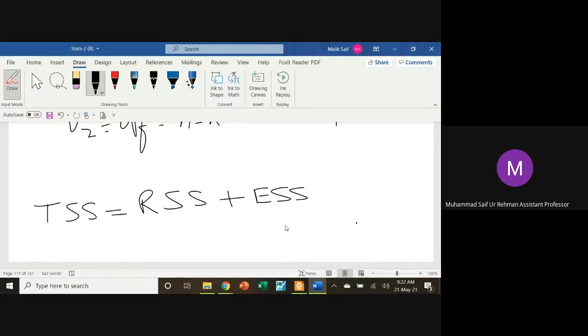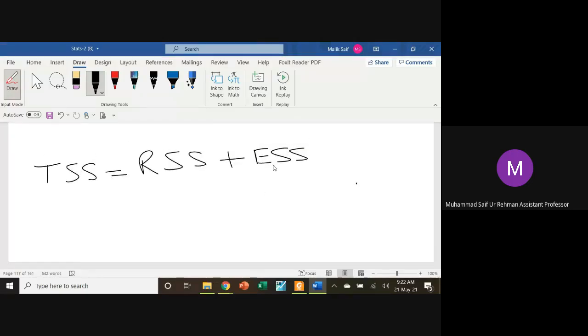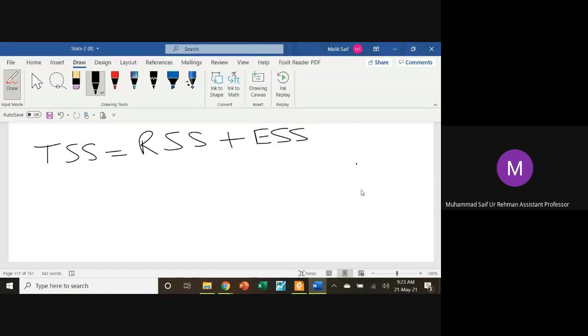Okay, so let us calculate this. There are basically two ways to calculate these values. One way is this: out of these three, if you are able to find TSS and ESS, this is the strategy that is there in your book. If you are able to find these two, the third one can be found straightforwardly, because you can solve this equation for RSS. So let us see how we can find TSS and ESS.